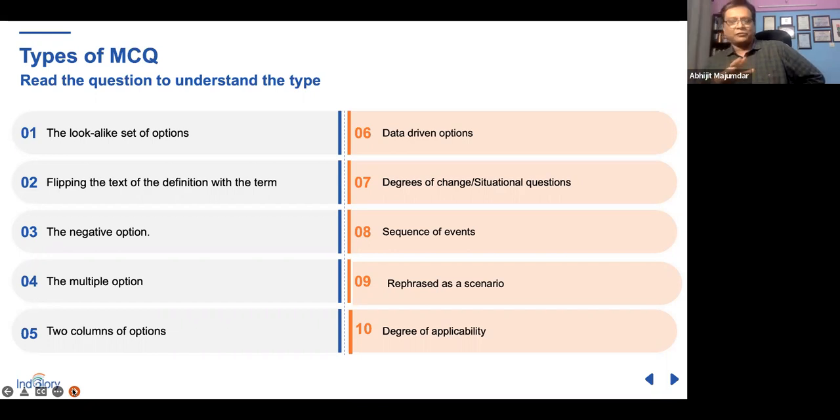So if you can see, there are 10 types of questions: the lookalike set of options, flip the text, and so on. I will explain each type, and I will take each type with an example, so that you know which type of question this is and how to answer it.